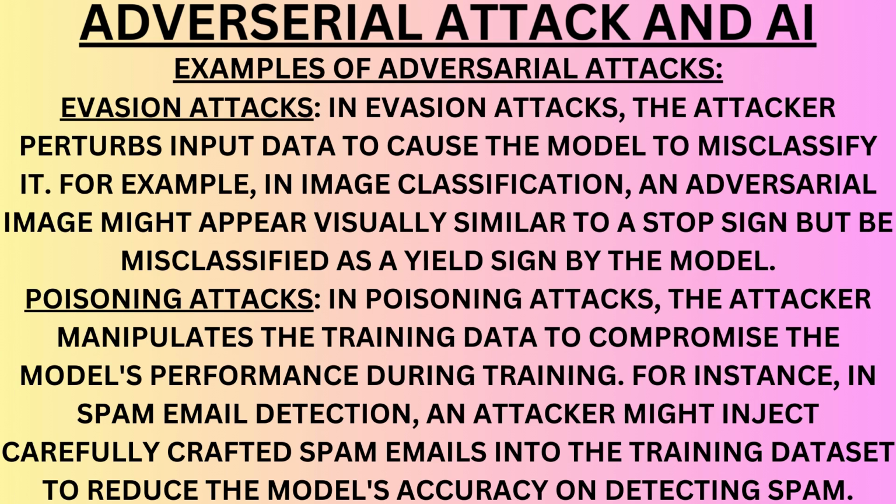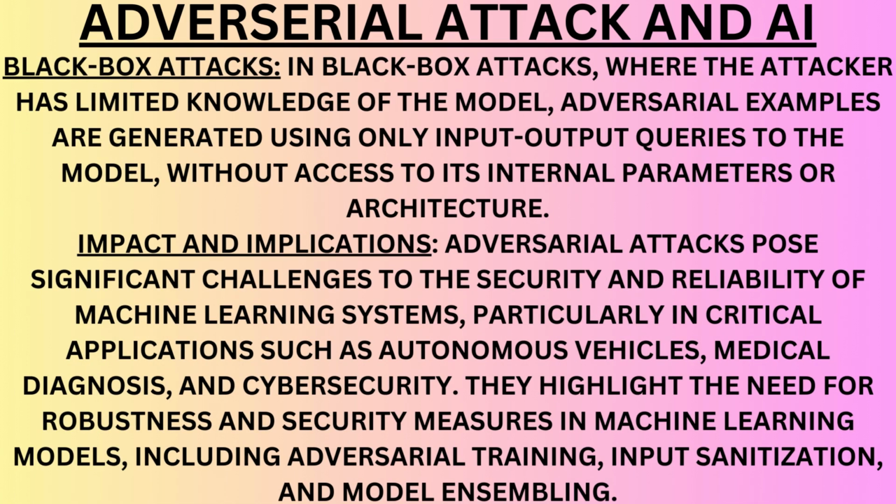Poisoning attacks. In poisoning attacks, the attacker manipulates the training data to compromise the model's performance during training. For instance, in spam email detection, an attacker might inject carefully crafted spam emails into the training dataset to reduce the model's accuracy on detecting spam. Black box attacks. In black box attacks, where the attacker has limited knowledge of the model, adversarial examples are generated using only input-output queries to the model without access to its internal parameters or architecture.